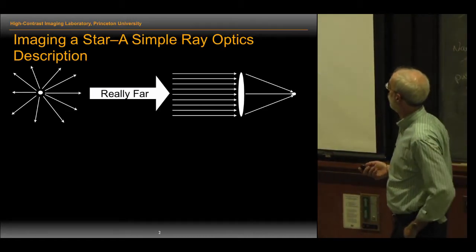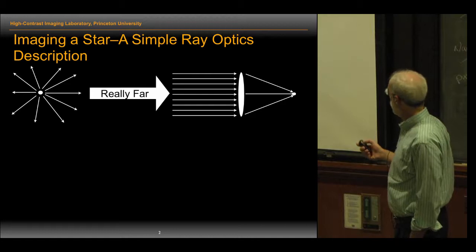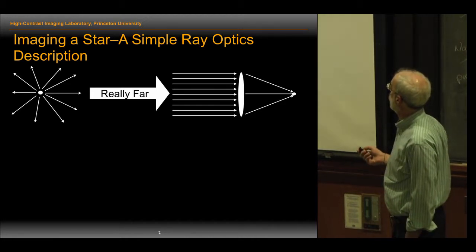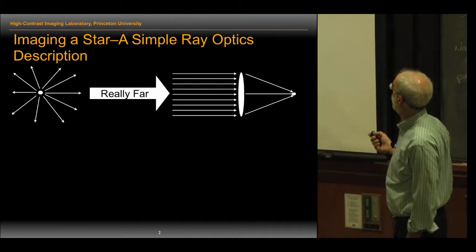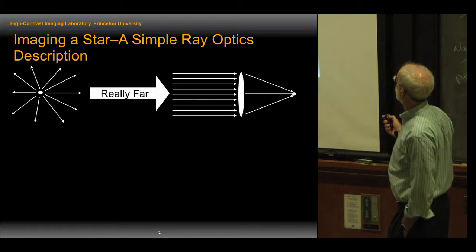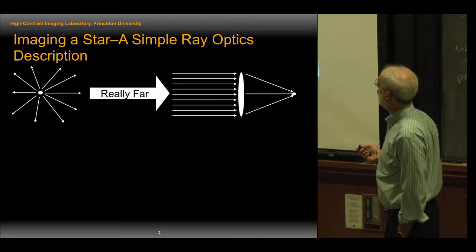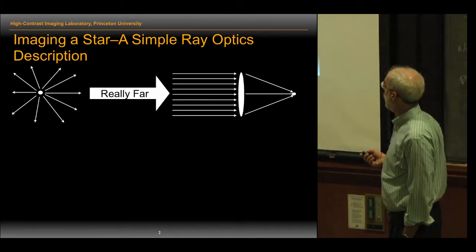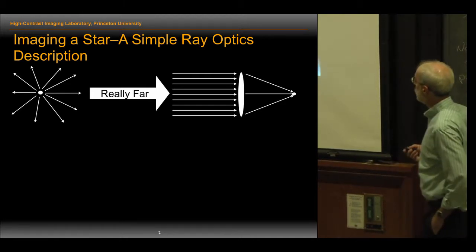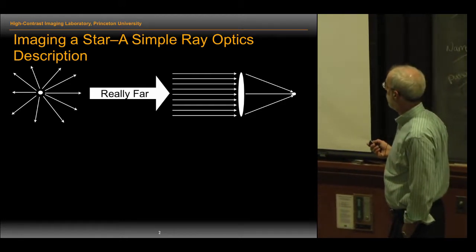We have a star that's really far away, and we want to image it through a telescope. So if you look at just simple ray optics, you have a point source. When you're really far away, all the rays are parallel. They go through a lens. And you image your point source, and that's your star. If you add a planet next to it, well, those rays come in at an angle, and the planet gets imaged at a slightly displaced position from the star, and lo and behold, you have your planet, and you have your star.